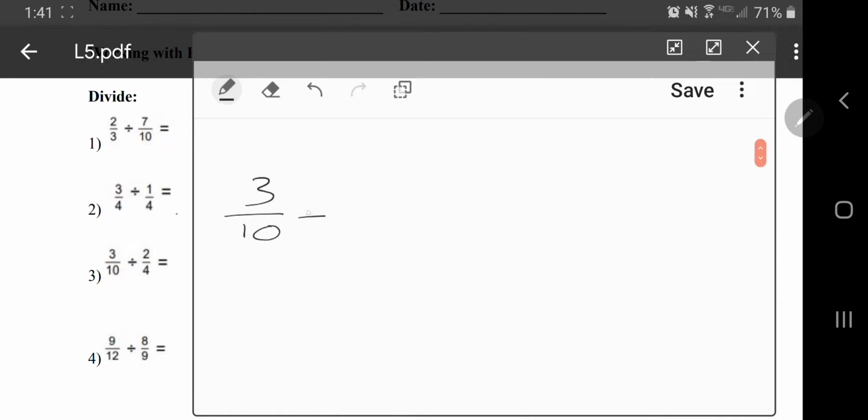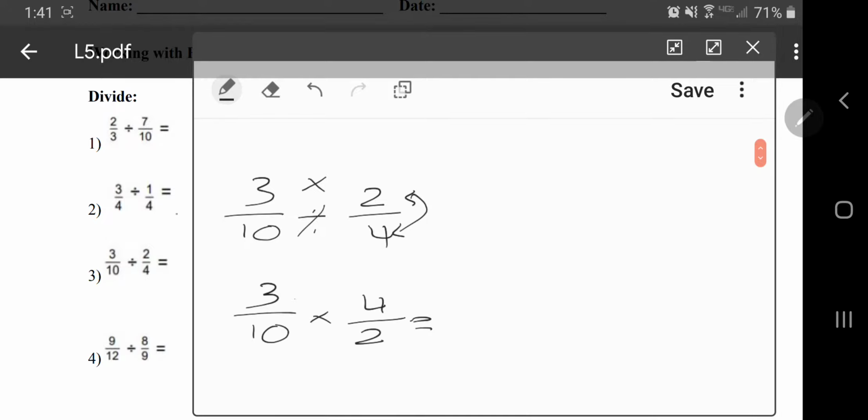So we have 3 over 10 divided by 2 over 4. Now in order to solve these division problems with fractions, you want to change the division sign to a multiplication sign, and you want to multiply by the reciprocal. The reciprocal is basically flipping this fraction. So let me rewrite it. Once you flip it, it will be 3 over 10 times 4 over 2.